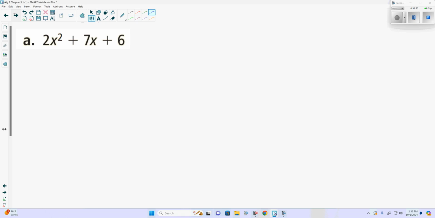Okay. 2x squared plus 7x plus 6. Is there a greatest common factor? No. I mean, 2x and x squared and 6 have a common factor, but not all 3. It has to be across all 3. So we'll move on to step 2, our 2 sets of parentheses with 3 spaces.